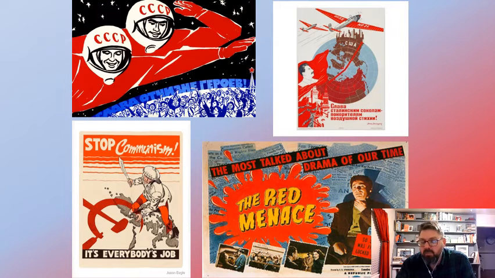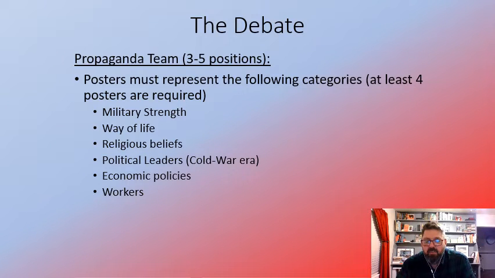These are samples of popular propaganda posters from the Cold War era, the top 2 representing the Soviet Union, the bottom 2 representing America or capitalism, democracy. For the propaganda team, the posters must represent the following categories. At least 4 posters are required. So you don't have to do them all, but you have to do at least 4. Their military strength, the way of life, religious beliefs, political leaders from the Cold War, economic policies, and workers.